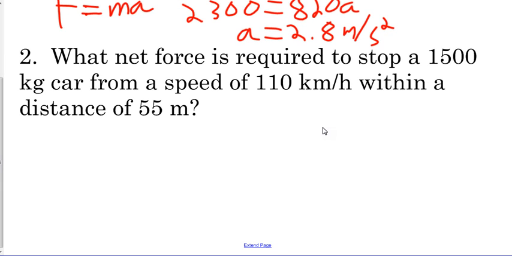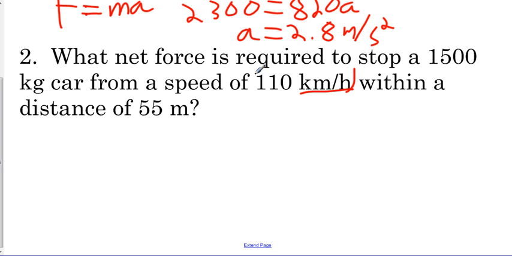For number 2, what net force is required to stop a 1,500 kilogram car from a speed of 110 kilometers per hour within a distance of 55 meters? For this one requires quite a bit more work, and it makes you look at your units more carefully. If you think of the standard units that we're using, we want to stick with our base units. So that means that when we're talking about any sort of displacement, we're working in meters. And anytime we're talking about any sort of time, we are going to want to be in seconds.